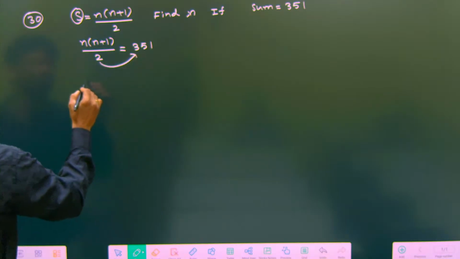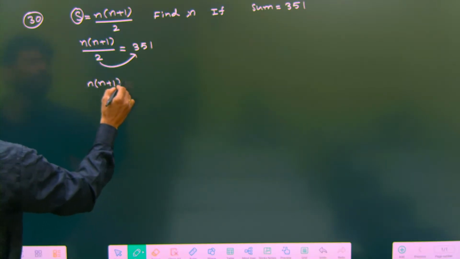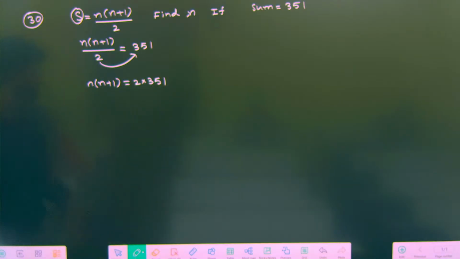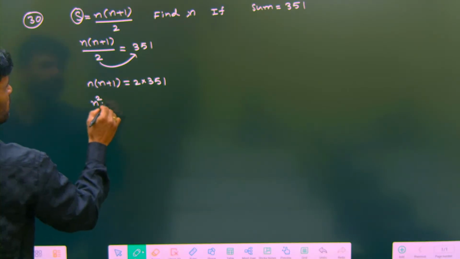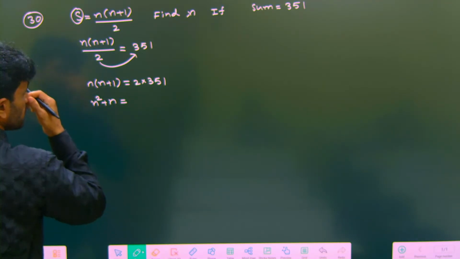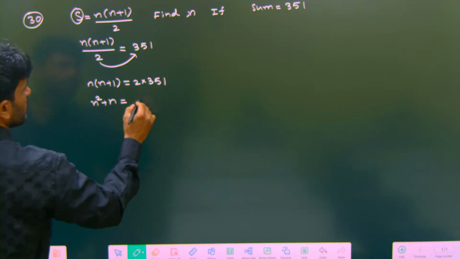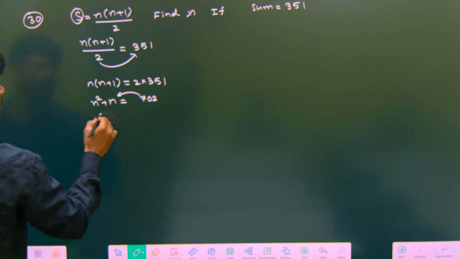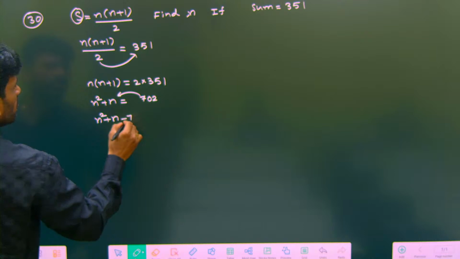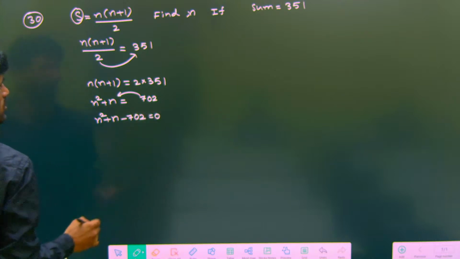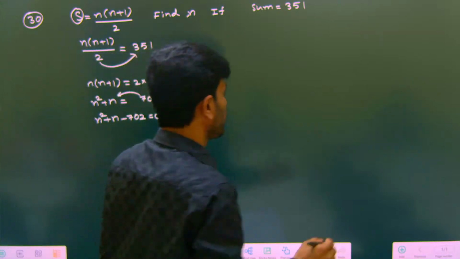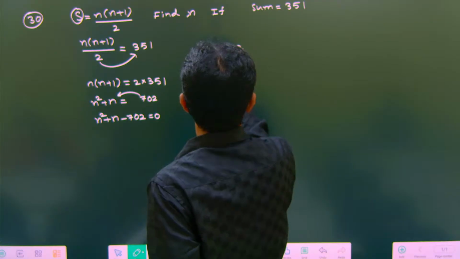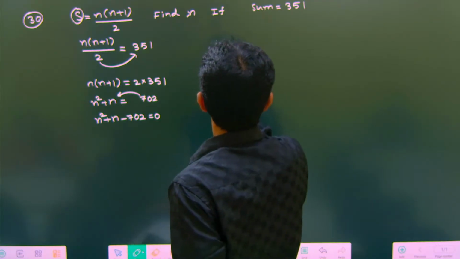Transpose to that side, then n into n plus 1 is equal to 3 into 351. Then if you multiply, n square plus n is equal to 7 of. Transpose 7 of here: n square plus n minus 7 of is equal to 0. Now we have to take the factors of 7 of such that you get 1. So 7 of 2, how you factors 3 5 1.